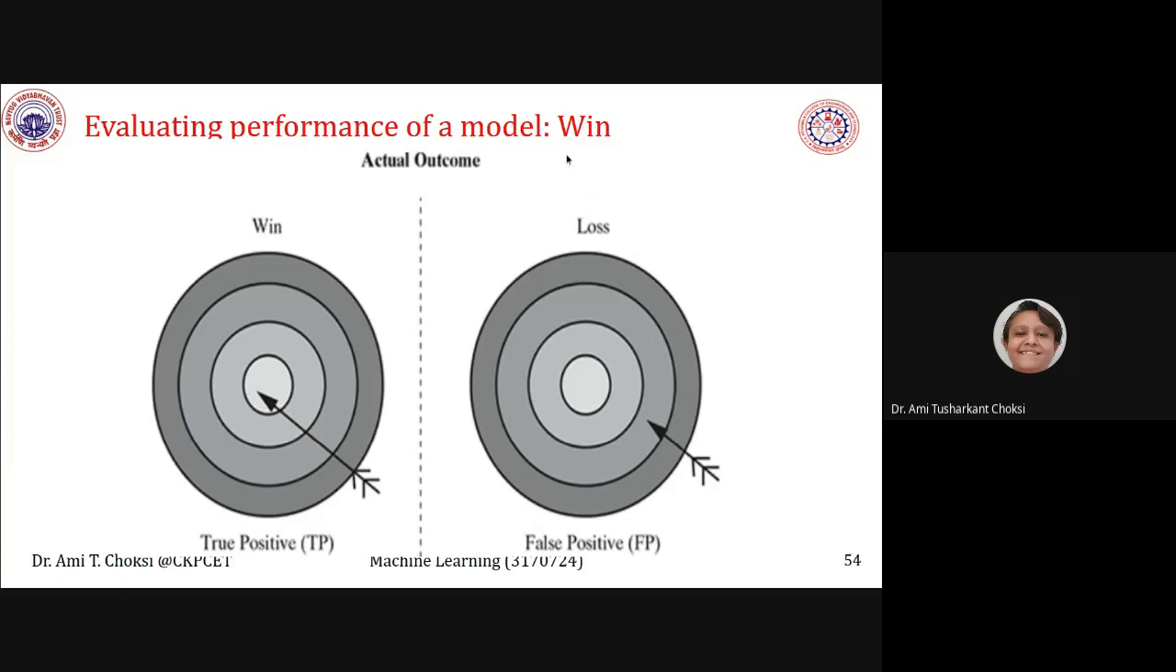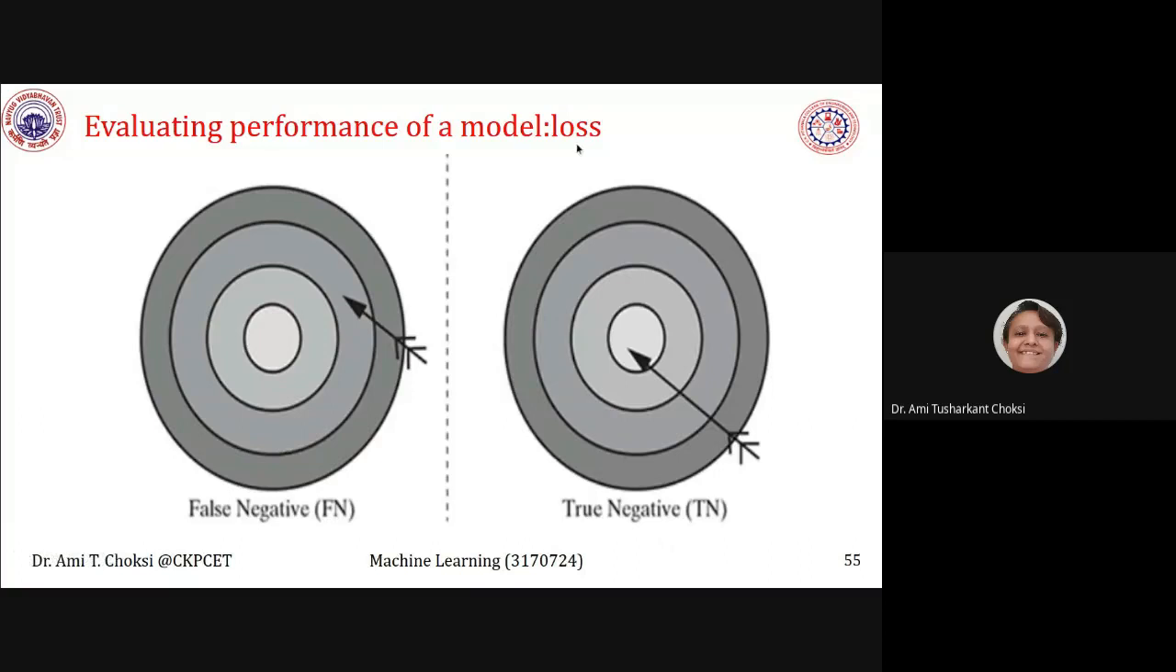This is win, this is loss, this is the actual outcome, right? And what is the case? The prediction is this one, that is win. For that we can say that the model has predicted wrong. So false. And what has it given? It has given win. So it is positive. So false positive.